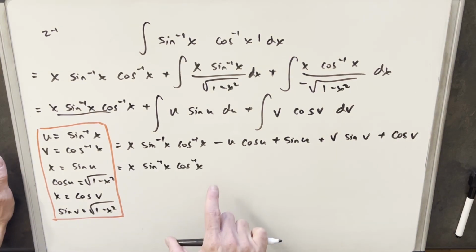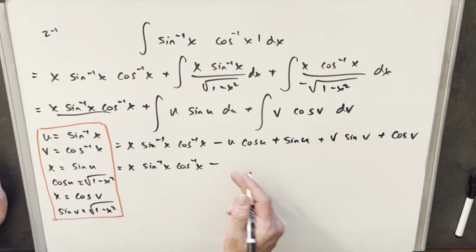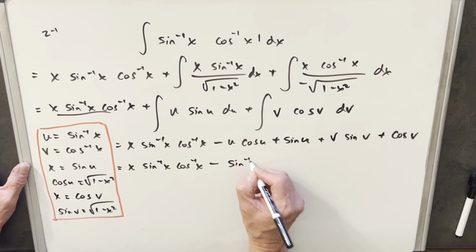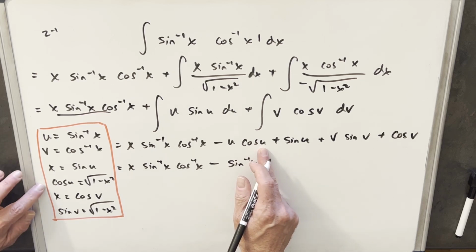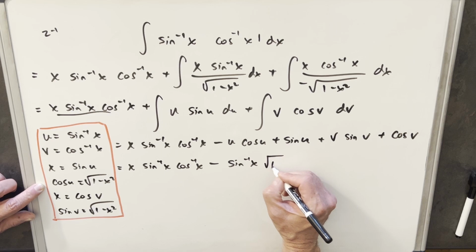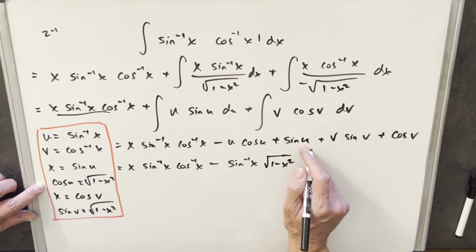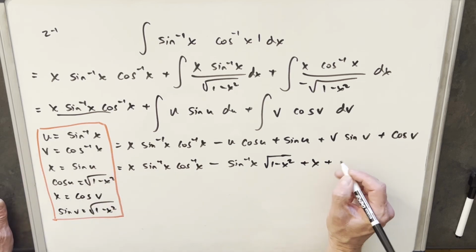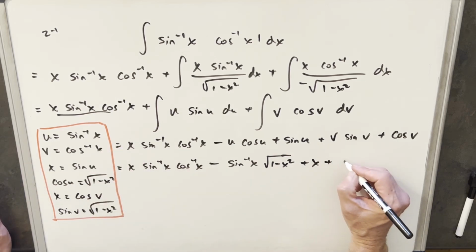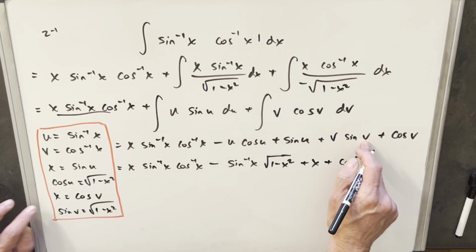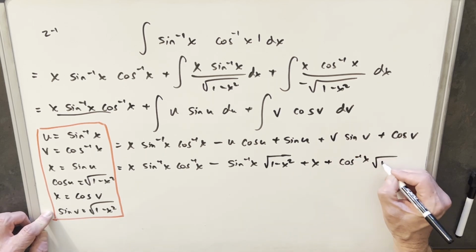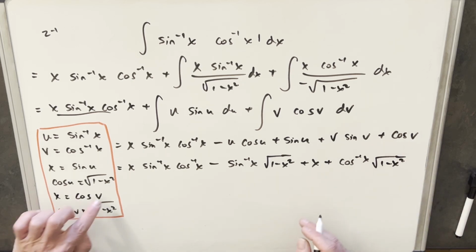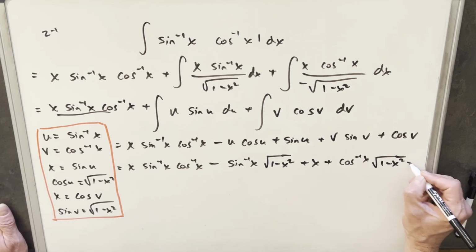Okay, so now we're close. We just need to back substitute here, and we have all our values. So this is going to be pretty easy to finish off. So first for u, we're going to have just another arcsine. Cosine of u is going to be this square root of 1 minus x squared. Sine u is just an x, right? That's good. A v, what's v? V is arc cosine of x, and sine v is going to be the square root of 1 minus x squared. And then we just have this cos v at the end. Well, cos v is just x. So let's put that in there.